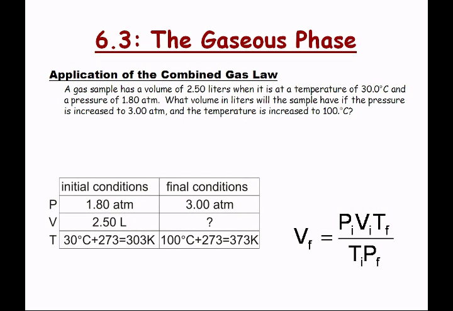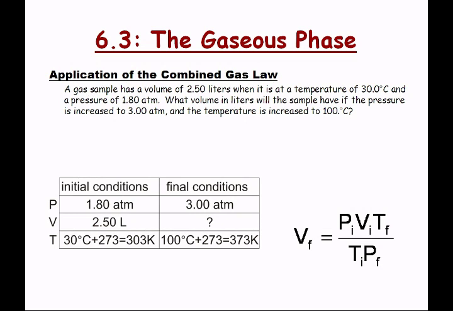Okay? So since you've got all of these variables, you know that you're going to be using the combined gas law. A lot of times it'll say the pressure is 1.80 atm and then it's constant or something like that. In those cases, you won't be using the combined gas law. They're just giving you a little extra information to make it a little more confusing. But when two of them change and you've got all three of them, and you're looking for the change in the last one, you're always going to be using this combined gas law.